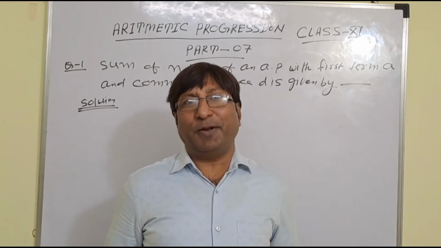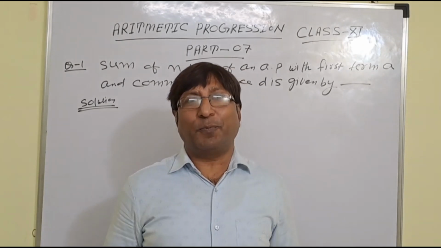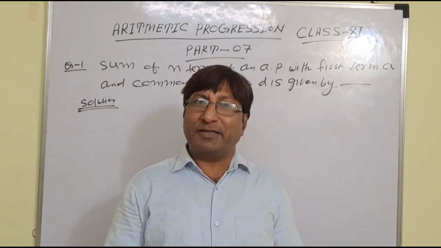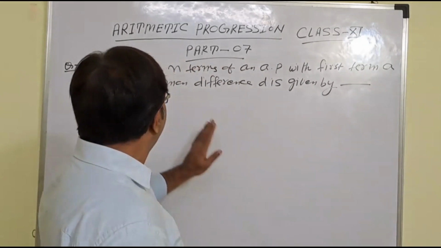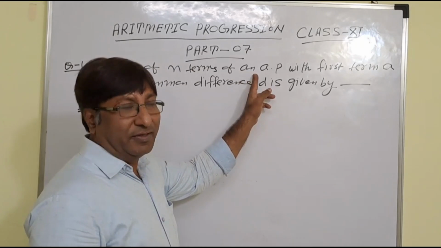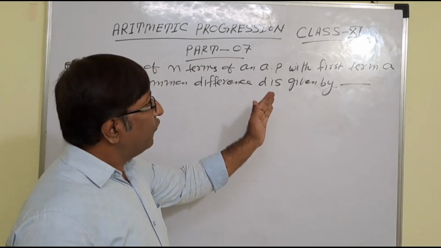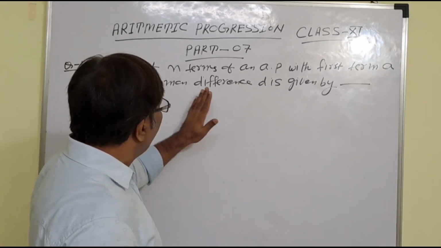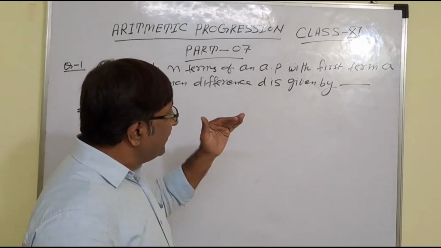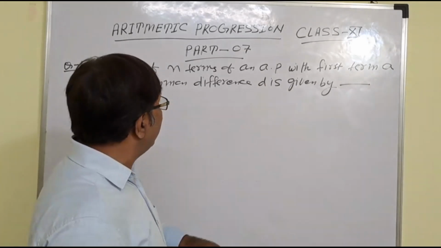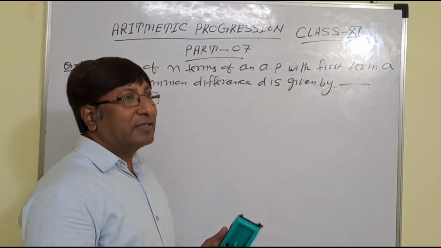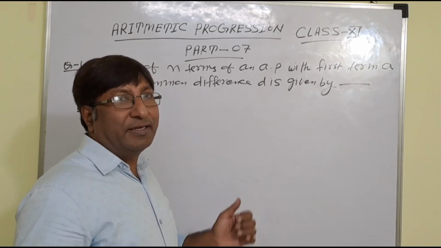Today I am going to explain a very important topic, that is arithmetic progression, class 11 part 7. Let us see. So here the first question is: the sum of n terms of an AP with first term A and common difference D is given by? That means if any AP is given, with the first term and common difference given, then how can we find the sum of total terms of the given AP?